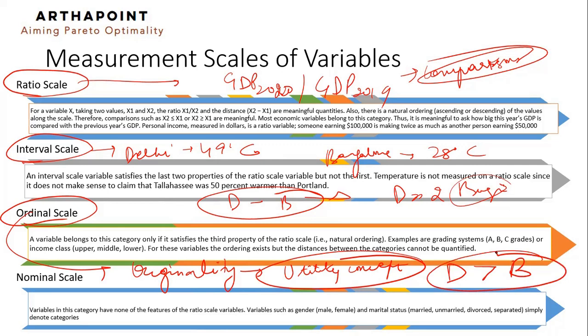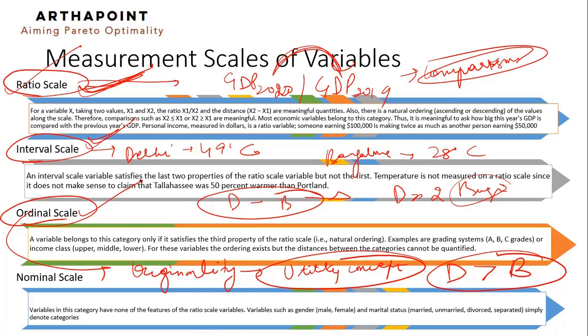So in ratio scale, I wanted to find the difference between the GDP. I want to also find out what is double of what. I also want to find out the ranking. I want to do everything in the ratio scale. In interval scale, I want to find out the difference between Delhi and Bangalore temperature, but I don't want to find out if something is double the other or not. I don't want to find out that ratio. In the ordinal scale, I'm not even interested in the gap. Just I'm interested in the ranking.